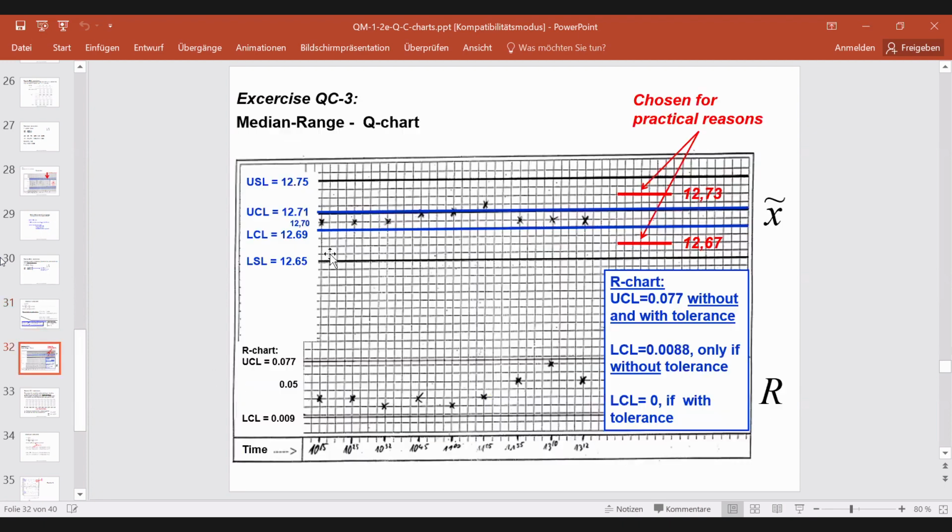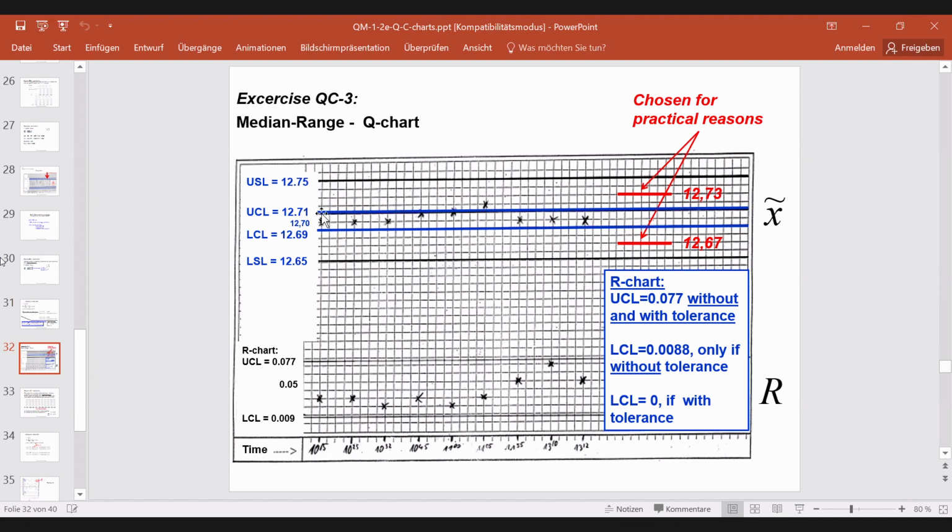If you put this in the quality control chart, you see here the median line. Here are the points of time when a sample is taken out of production. Here you see the specification limits, upper specification limit, lower specification limit here.